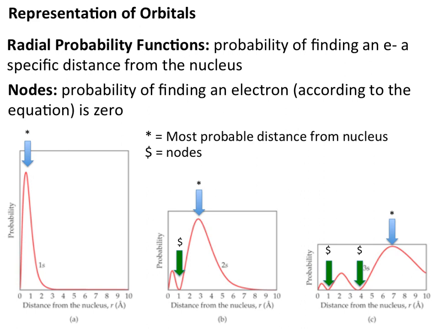Now, I also want you to notice the points where there is 0 probability of finding an electron. These locations on these radial probability functions are called nodes, and that's the location where you have 0 probability of finding an electron.